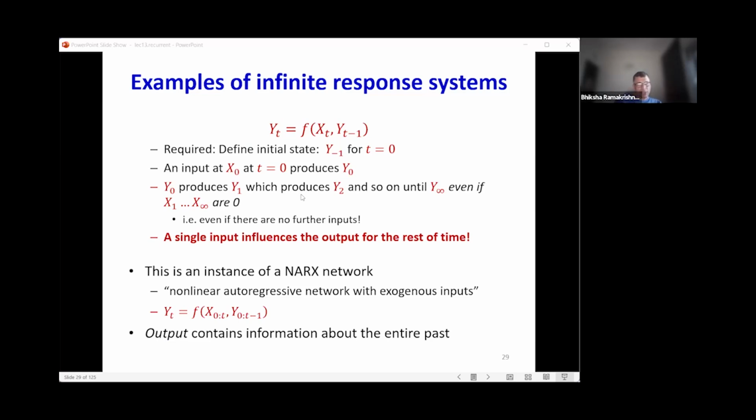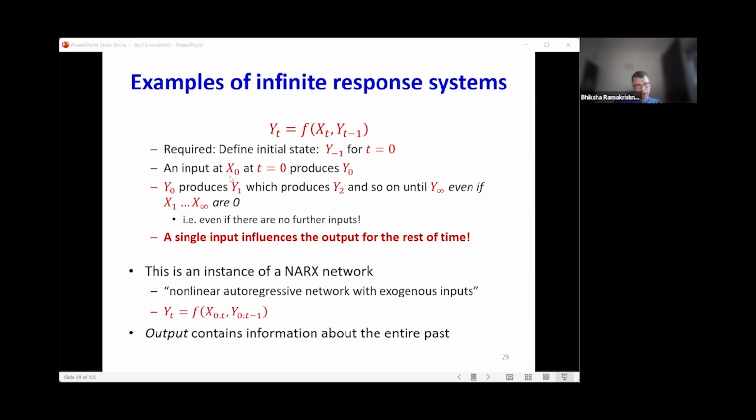And here's a very simple infinite response system where the output at any time is a function of not just the current input, but also the output at the previous time. Now, of course, for this to work, you need to define y of -1, which is the initial state at time t equals 0. But then once you do that, at each time, the output at that time is fed as an additional input to the next time.